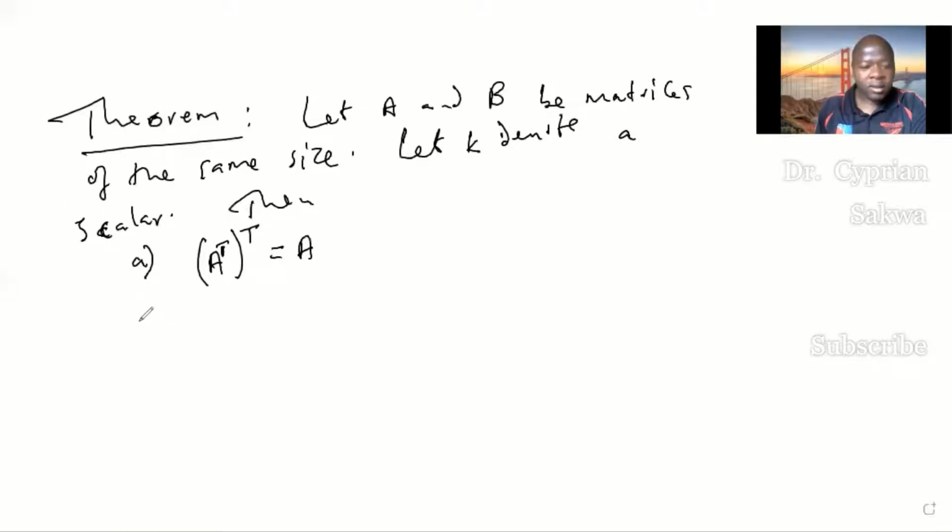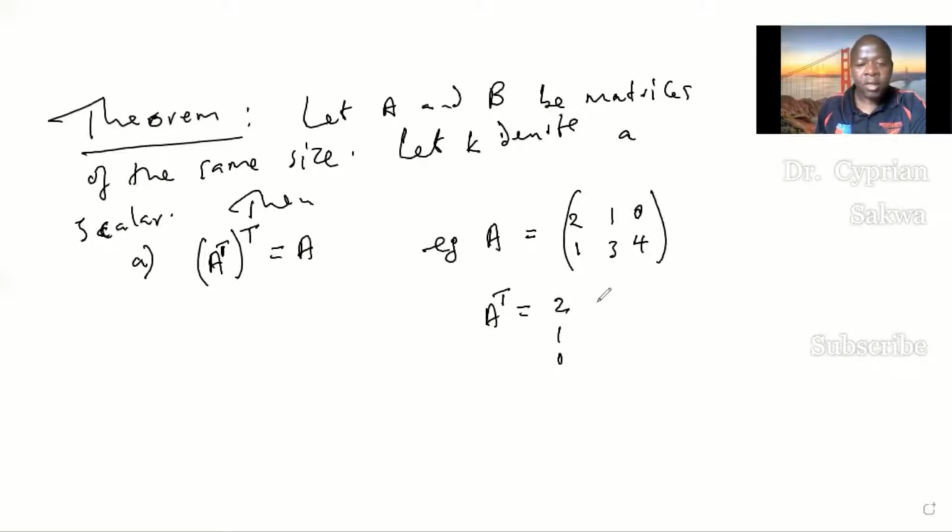What this means, just before I continue, if I was to give an example, if A is 2, 1, 0, 1, 3, 4, then what is the transpose of A? We write the rows as the columns. So the first row here becomes the first column, and the second row here becomes the second column. So this is the transpose of A.